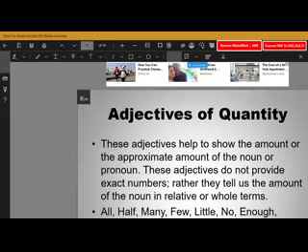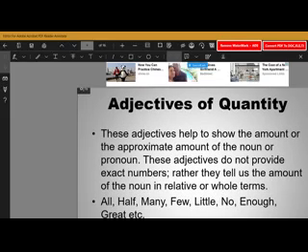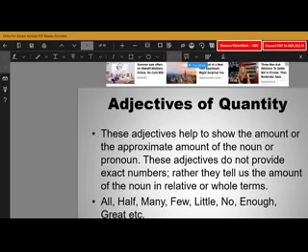Here it is written: adjective of quantity. Quantity, you know, means number. These adjectives help to show the amount or the approximate amount of the noun or pronoun. It means how many or how much there is, whether it is countable or uncountable. They tell us about the number of a particular noun or pronoun. These adjectives do not provide the exact number; rather they tell us the amount of the noun in relative or whole terms.